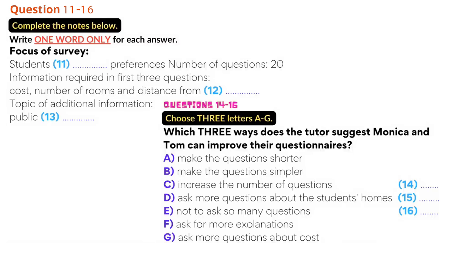What do you think of the first 3 questions? You want to know what affects students' choice of accommodation when they go to university? Yes, we want to find out which has the most effect. The cost, the number of rooms in the house or flat, or the distance from campus. And then we asked another question. Oh, yes? What else did you want to find out?